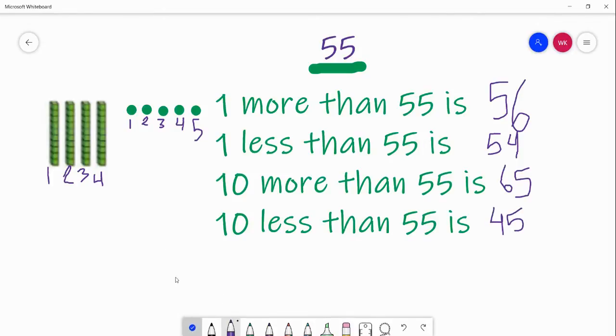So using this visual representation helps us figure out what 1 more than 55 is, which is 56, 1 less than 55, which is 54, 10 more than 55, which is 65, and 10 less than 55, which is 45. So this is my example that I just did for you guys.